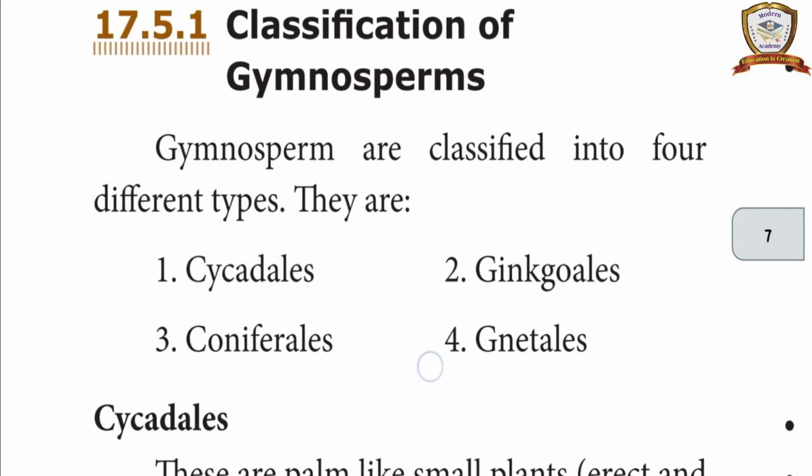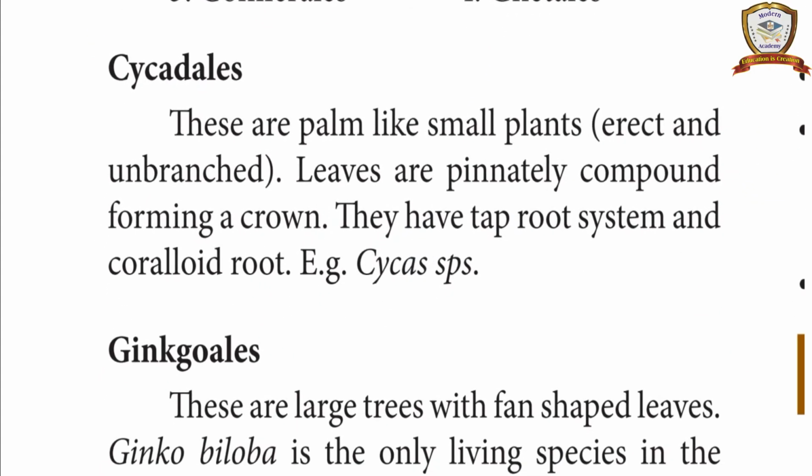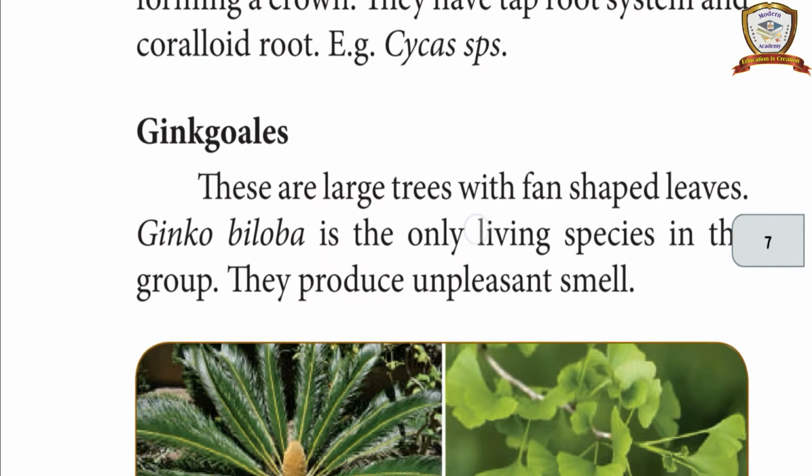Classifications of gymnosperms. Gymnosperms are classified into 4 different types. They are Cycadales, Ginkgoales, Coniferales, Gnetales. Cycadales. These are palm-like small plants, erect and unbranched. Leaves are pinnately compound, forming a crown. They have taproot system and coralloid root. Example, Cycas species.